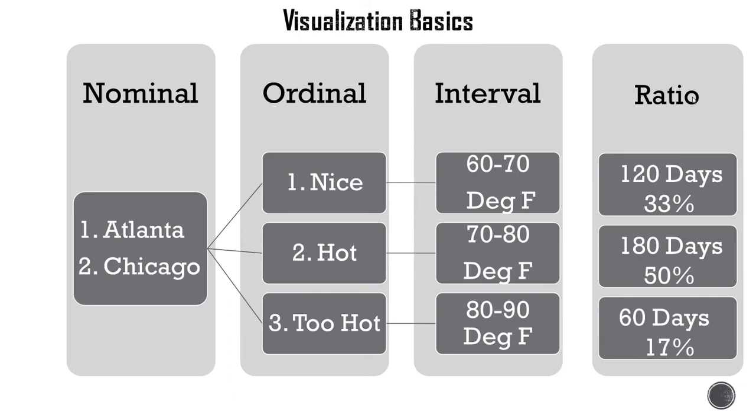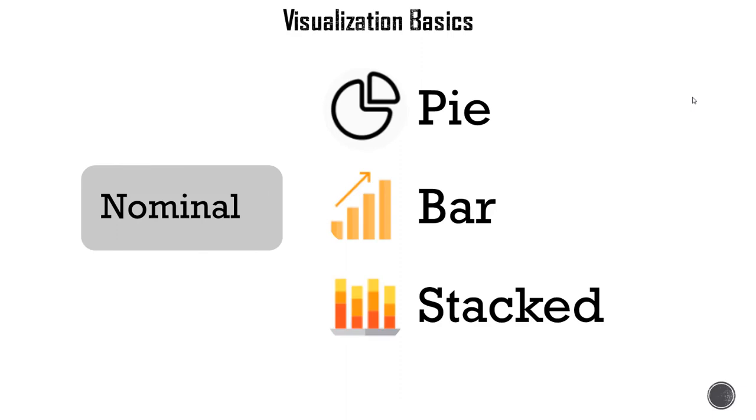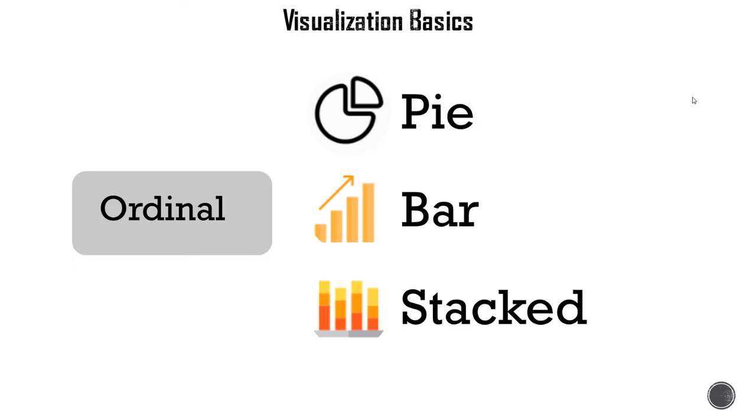So now let's look at types of graphics that are suitable for each type of data. Let's start with nominal. To show nominal data, you can use either a pie chart, bar, or stacked bar chart. Now let's look at ordinal data. For ordinal data, you can show it in bar or stack, but not in pie. And by now, if you understand the difference between nominal and ordinal, you'll figure out why you can't use a pie chart.